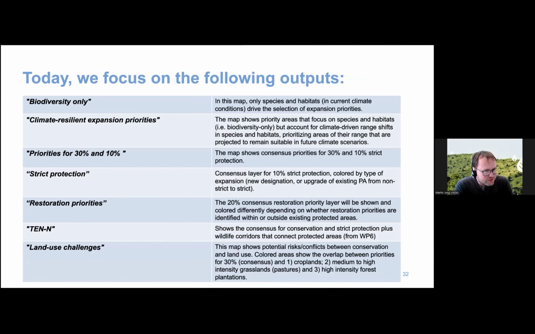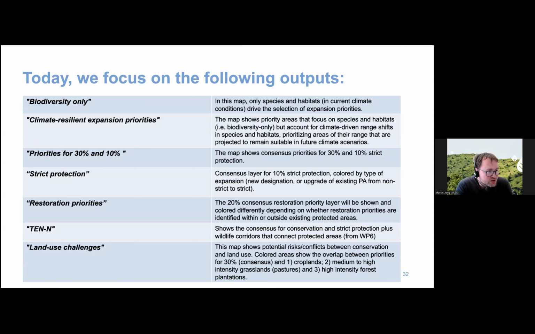So in terms of the different variants of protected area prioritizations that we will explore today, we will focus on a total of seven, but primarily on the top five listed here. One is on biodiversity only, where any priorities you see are purely driven by species and habitats without any further constraints such as climate change or similar.